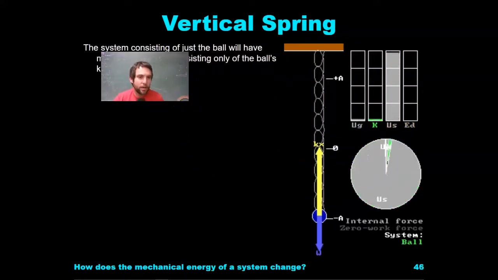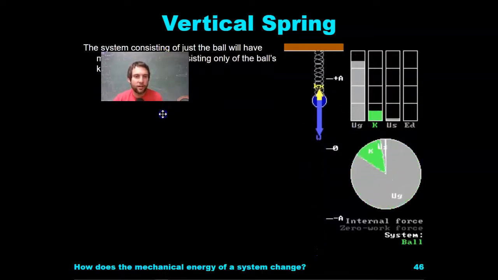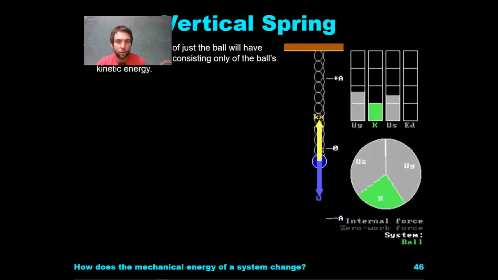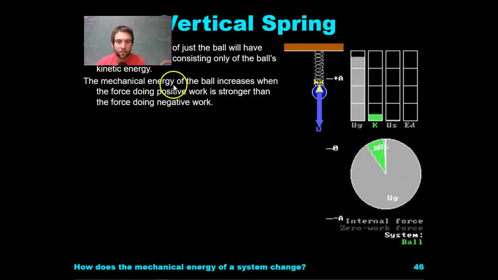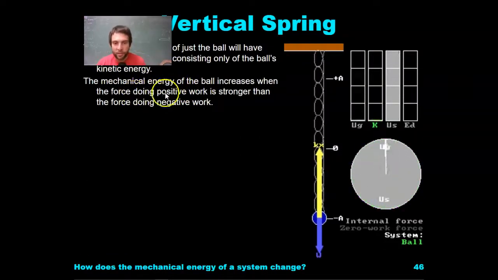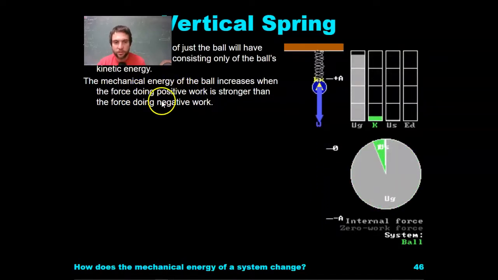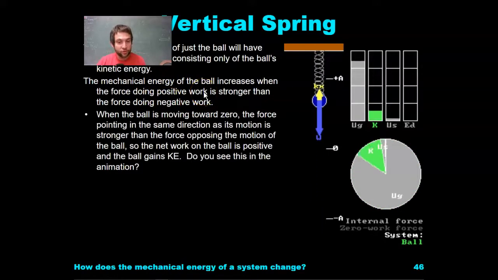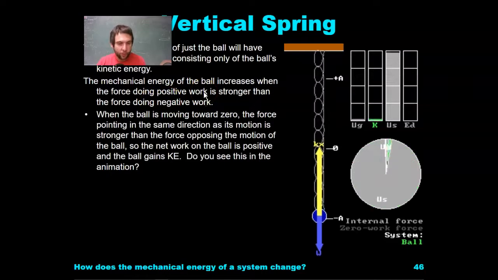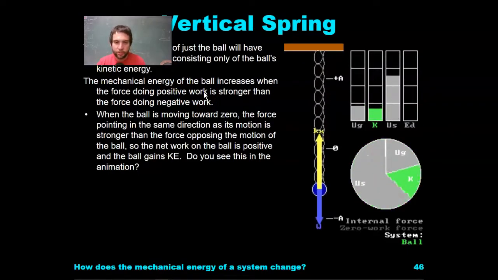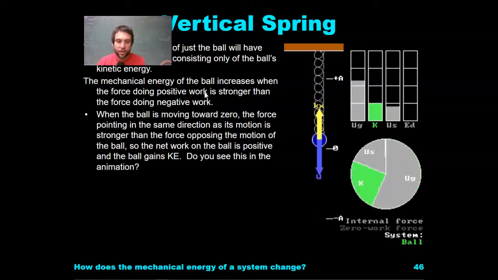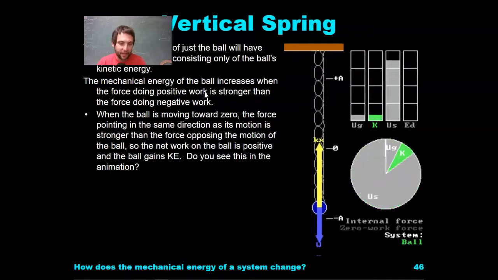I can't do that. The system consisting of just the ball will have the mechanical energy consisting of only the ball's kinetic energy. Mechanical energy of the ball increases when the force doing positive work is stronger than the force doing negative work. When the ball is moving towards 0, the force pointing in the same direction as its motion is stronger than the force opposing the motion of the ball. So the net work on the ball is positive, and the ball is gaining kinetic energy.